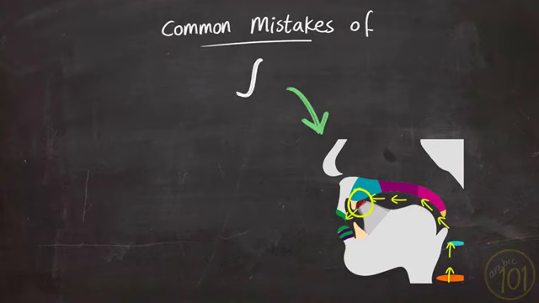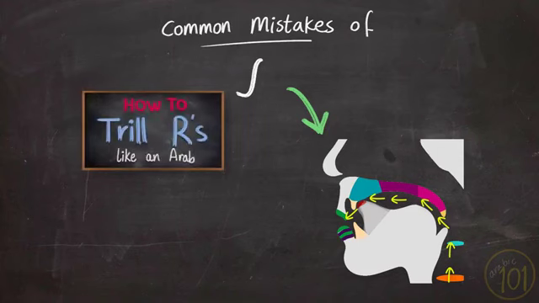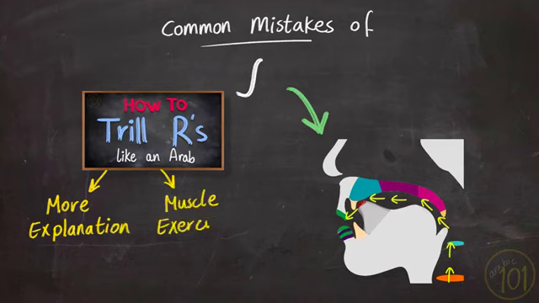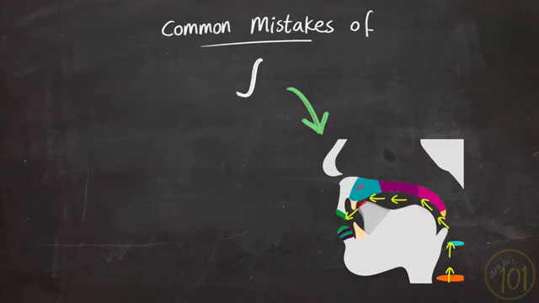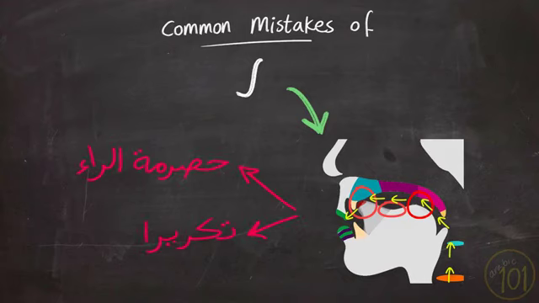If you want more explanation about the technicalities of the ra sound, then you can check out this lesson, since it contains much more explanation and also some muscle exercises that can help you get the sound right every time. So, if something is not properly executed when pronouncing the ra sound, one of these two mistakes can happen: حصرمت الراء or تكرير الراء.